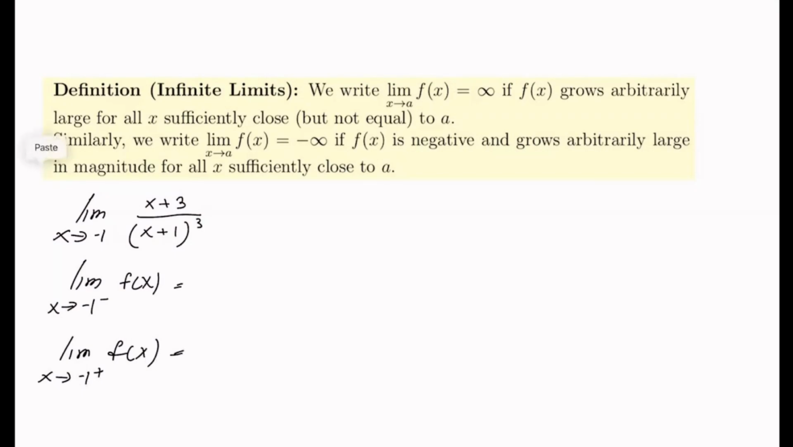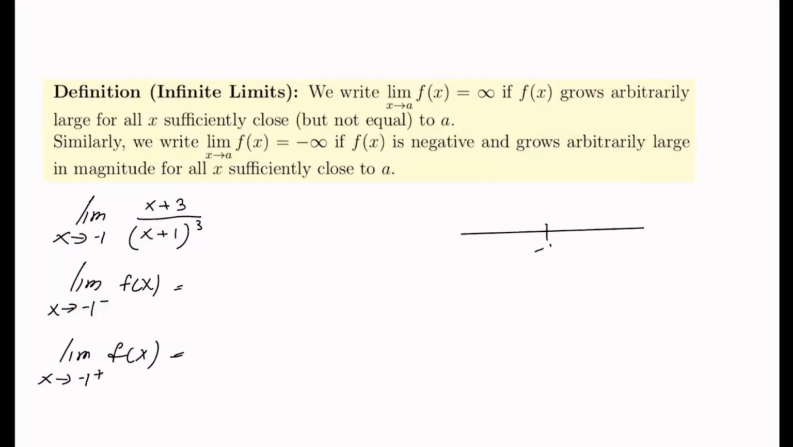Now, what does it mean to approach from the left side? We will be plugging in values for x that are close to -1, but from the left side. What are these values? Remember, we have -1 right here. So all the values on this side are going to be -1.1, -1.01, and so on and so forth. From this side, those will be -0.9, -0.99, and so on and so forth.